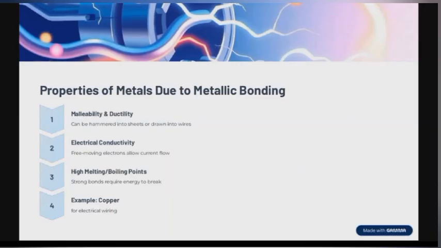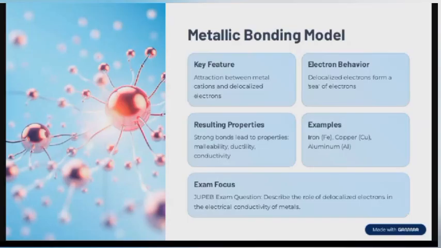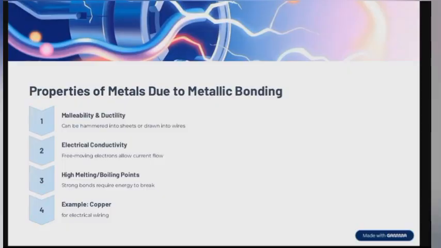Yeah. So now, properties of metals due to metallic bonding. I talked about malleability and ductility. These things are caused by the presence of metallic bonds. I've explained what malleability means, I've explained what ductility means, and I talked about electrical conductivity.